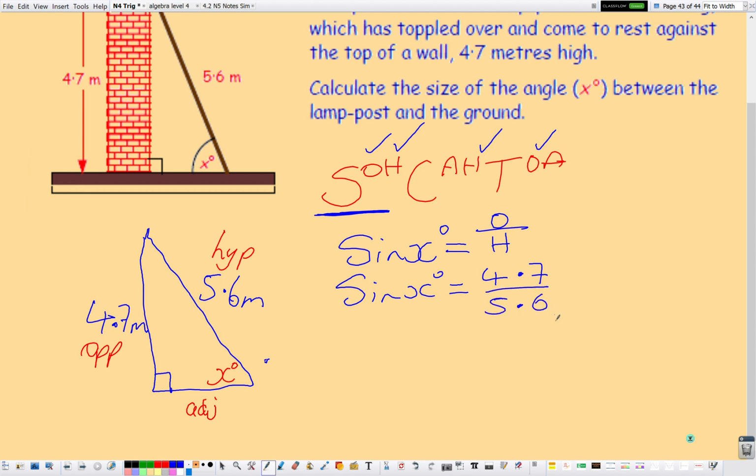Now because we're looking for the angle, we have to undo this sine function, which is connected to the angle, to get x on its own. So x degrees is equal to the inverse of sine of 4.7 divided by 5.6. So now go to your calculators and hopefully you'll be able to put that in okay. So the inverse of sine of 4.7 divided by 5.6.